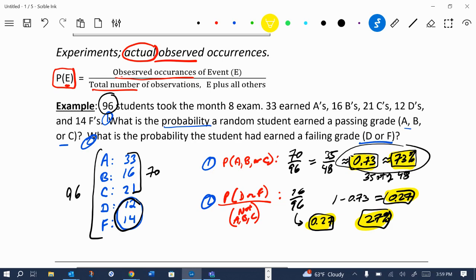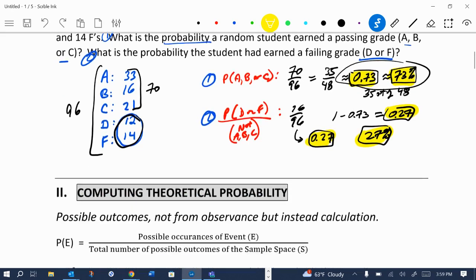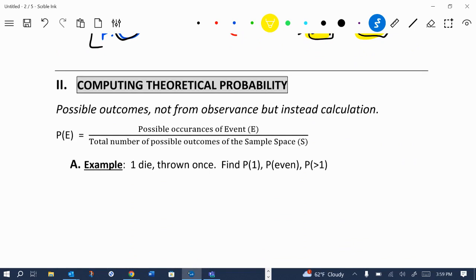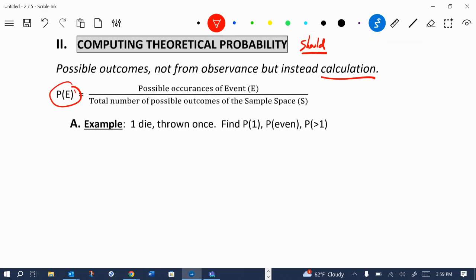Something actually happened. In some cases, we can theorize what should happen, though. So here, this one is more in the sense of should. So possible outcomes by calculating. It's still going to be the probability of a certain event. Let's take this example with a die. On top, we're going to have the possible occurrences, and underneath we'll have the total. So if you throw a die, there are 6 sides to it. That means there are 6 possibilities.